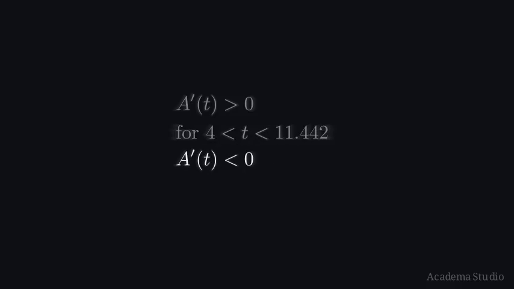Numerical evidence shows the only zero of A prime of t on 4 to 36 is t equals 11.442. A prime of t is greater than 0 for 4 less than t less than 11.442, and A prime of t is less than 0 for 11.442 less than t less than 36. Increasing before 11.442, decreasing after 11.442.